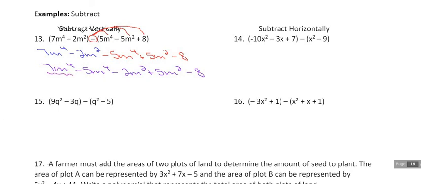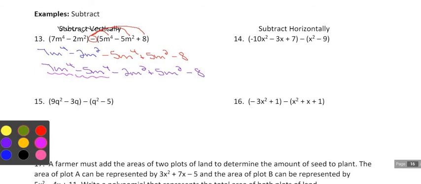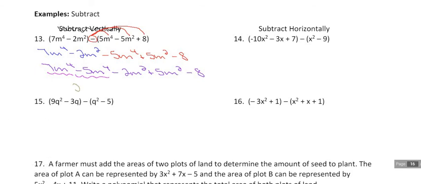Got like terms, 7m to the 4th minus 5m to the 4th in the front gives us 2m to the 4th. Then we've got negative 2m squared. Apologize, my guard dog is on duty this afternoon. So negative 2m squared plus 5m squared will give us a positive 3m squared. And then we drag down the minus 8, our constant, because it doesn't have any other constants to combine with.